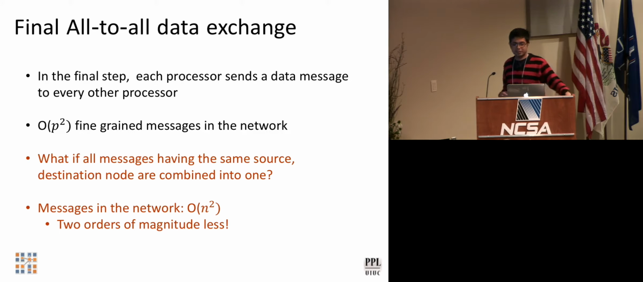And a simple optimization is, if all messages that have the same source physical node and the same destination node, you combine all such messages into one, so you have only one message going from one node to another, that will give you about order n square messages. And if you think that the number of nodes is about 10 times less than the number of cores, then that's about 2 orders of magnitude less.